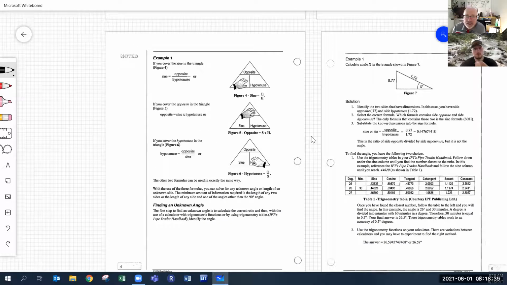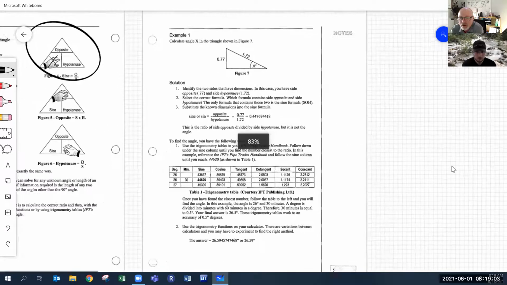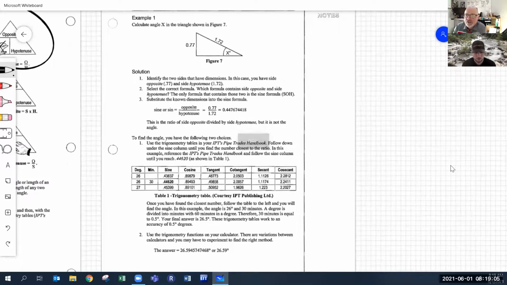So in these examples, it shows how to use that particular formula, and whatever one you want, you simply cover it up and do the operations that are left over. That's what they're trying to tell you to do here. Now, I do want you to go to your IPT book.